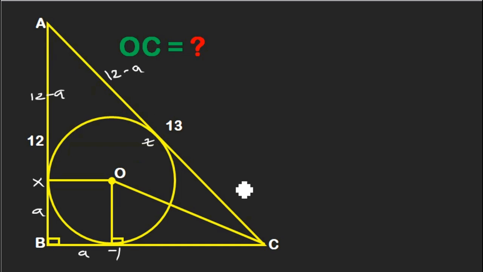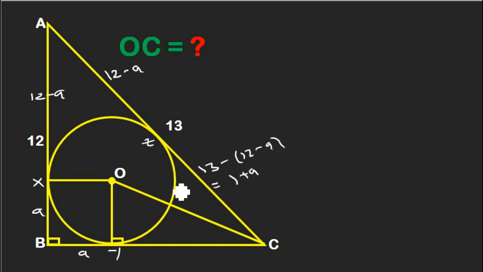So if the length from A to C is 13, then the length from Z to C will be 13 minus (12 minus a), because AZ is 12 minus a and AC is 13. If you open that bracket, you get 13 minus 12, which is 1, negative into negative, plus a.